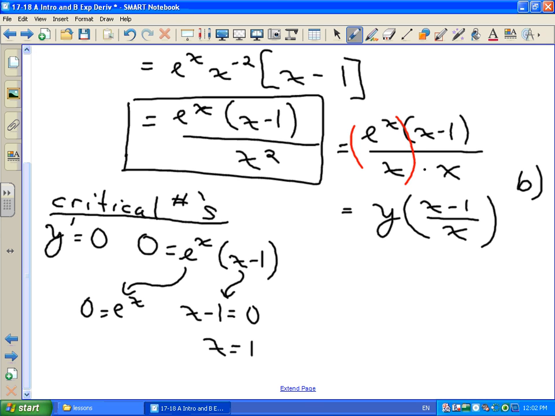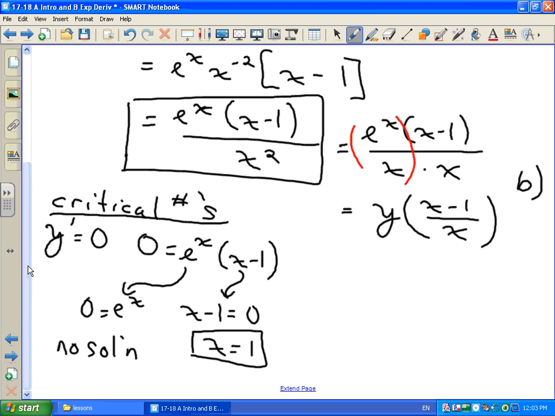0 equals e to the x. What's the solution to that? Yeah, there's no solution here. The other way to think about it is to visualize that function, e to the x. It goes like that. Does it ever equal 0? No, it never reaches that x-axis. So there's no point where our y value is going to equal 0. So we have one critical number right here at x equals 1.